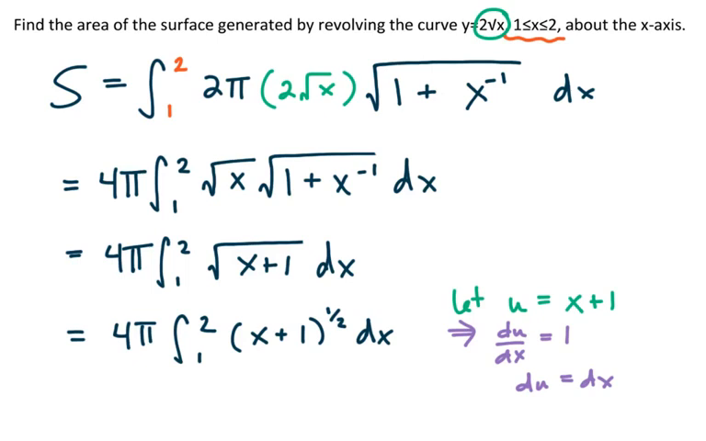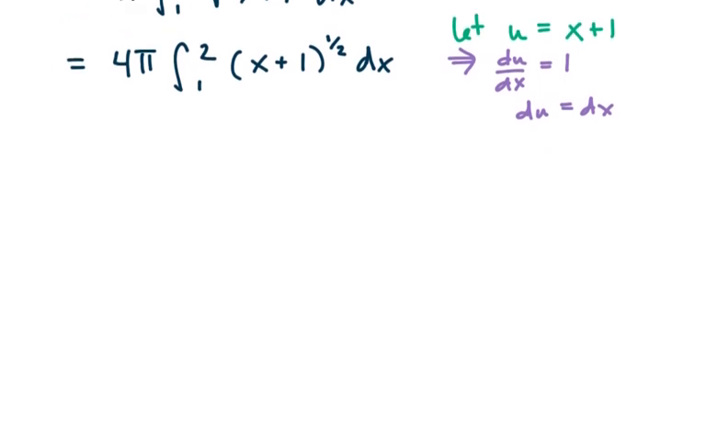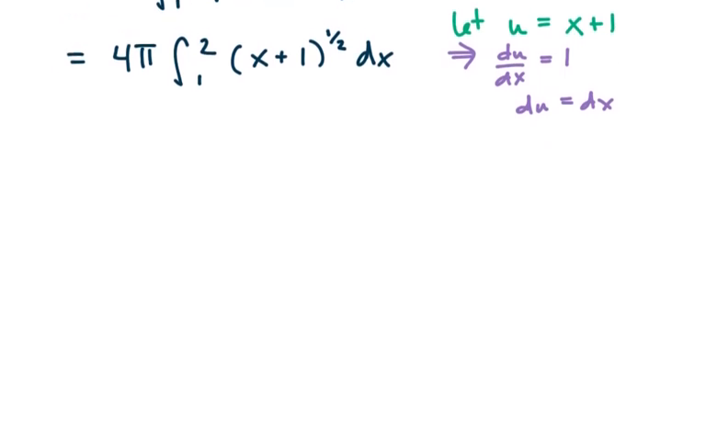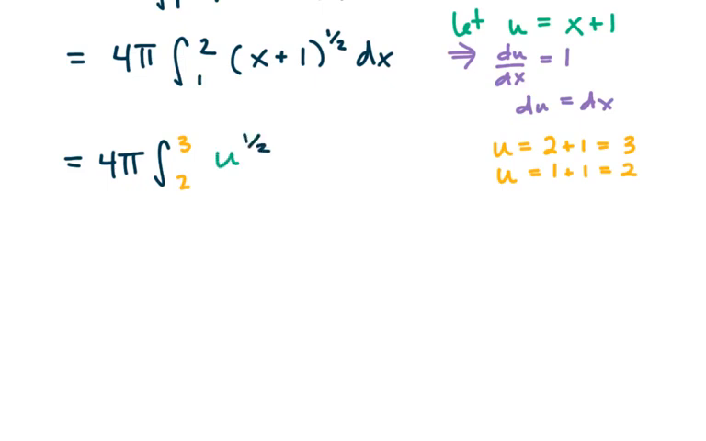As we work through this, we're also going to need to make sure we change our bounds. So we started with 1 and 2. I'm going to plug those in. u equals 2 plus 1, that will be 3, and u equals 1 plus 1 will equal 2. So I've got 4 pi, dealing with the integral. Now instead of 1 to 2, we're going to say from 2 to 3 of u to the 1/2 du. That's direct substitution, dx equals du.